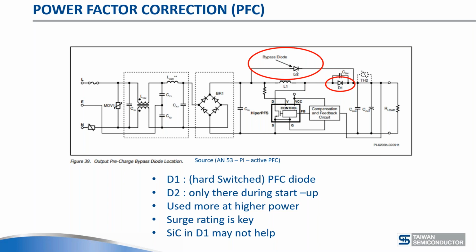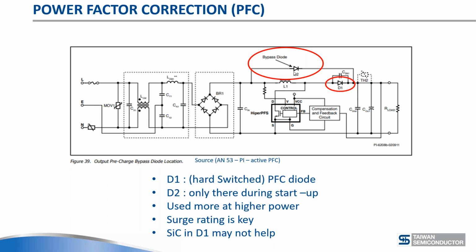And after a couple of milliseconds, the normal power factor correction circuit takes over. The only important part of this bypass diode here is its surge rating. And the surge rating is usually very high, so it's actually not a small die here. So it's an important contribution to the overall ASP we can actually sell here.